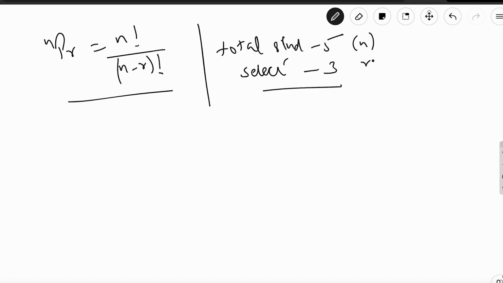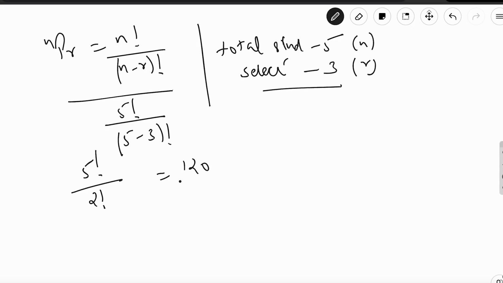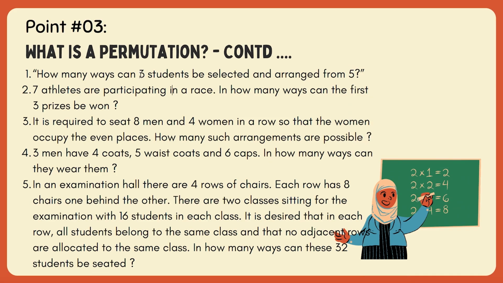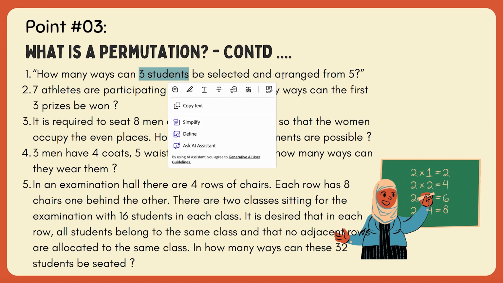So when we apply this formula, it becomes 5 factorial divided by (5 minus 3) factorial, which is 5 factorial divided by 2 factorial. 5 factorial is 120, divided by 2, which gives us 60. So there are 60 such ways to select and arrange 3 students out of 5.